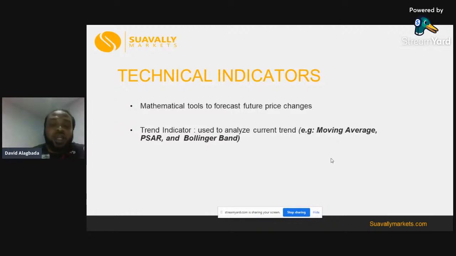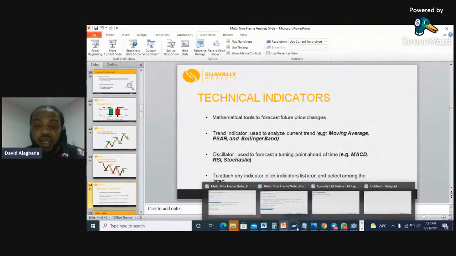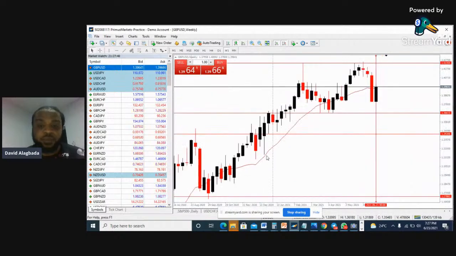All right. So you've got trend indicators, which are tools that you can use to analyze current trends. The most popular trend indicator out there is the moving average. On every chart, even when you open your MT4 by default, you're going to see it. It looks like this.